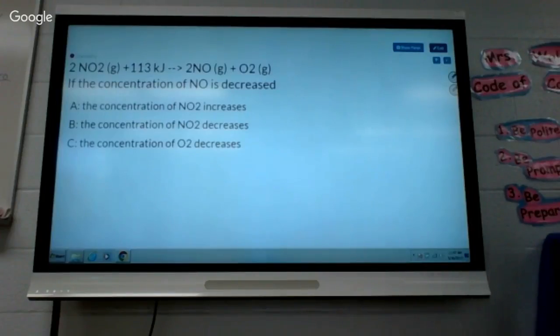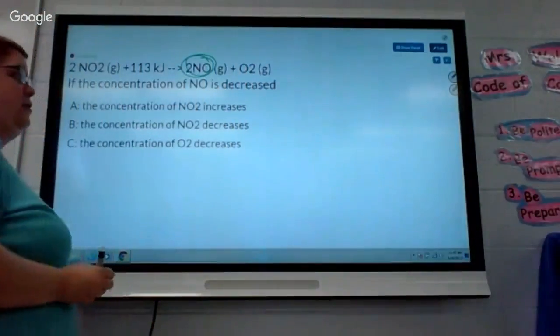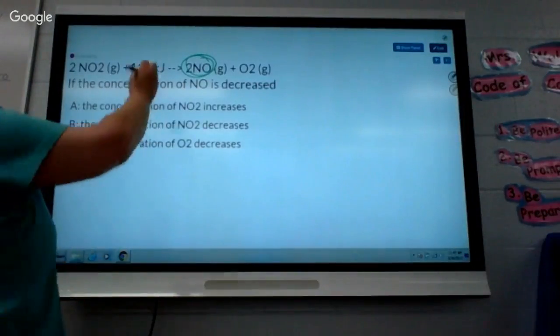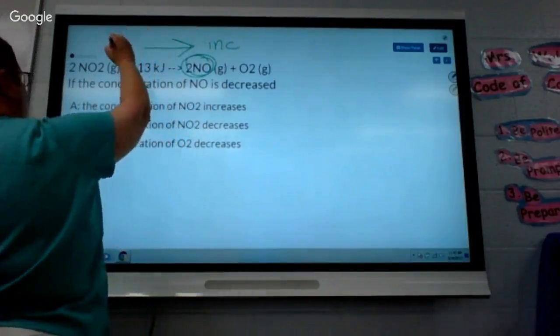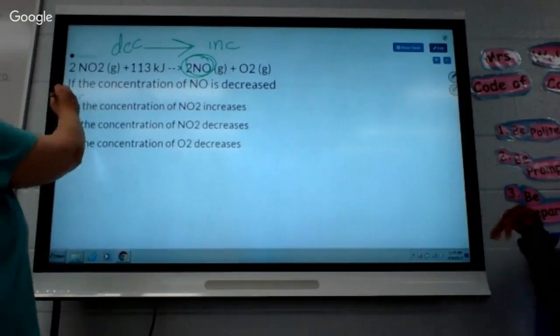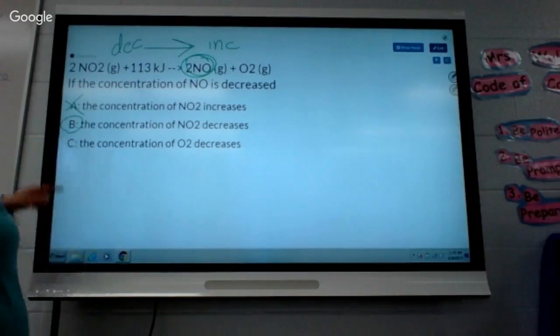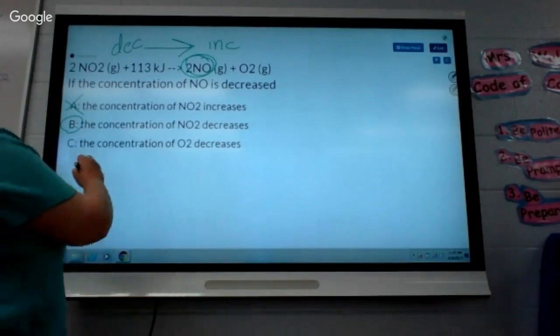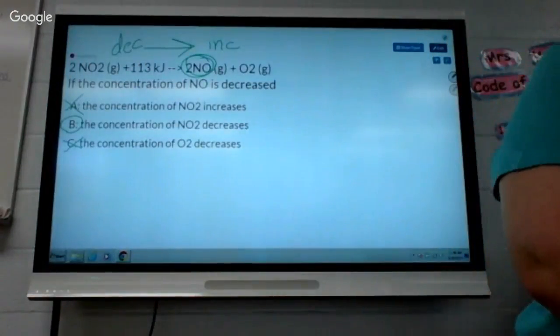All right, so we got 12 right, 4 wrong. So if the concentration of NO is decreased, meaning this one right here is decreased, does it go to the same side or opposite side? Same side, so it shifts to the right, correct? So that means this side increases and this side decreases. So the concentration of NO2 increases, is that right? Nope. The concentration of NO2 decreases, is that right? Yep. The concentration of O2 decreases, is that right? Nope. Questions? All right, if you will, bring me my Plicker cards.